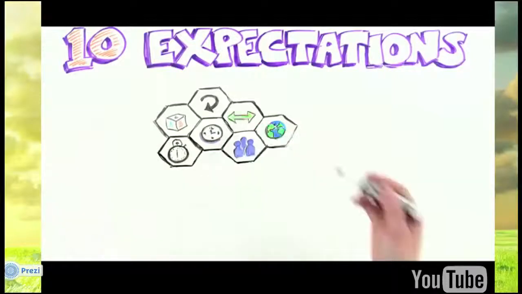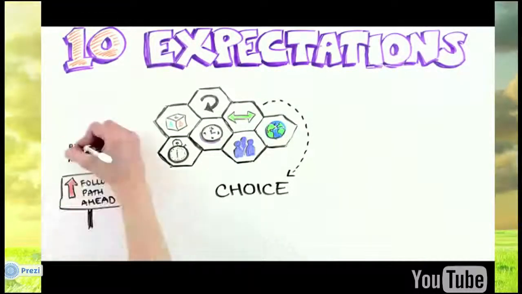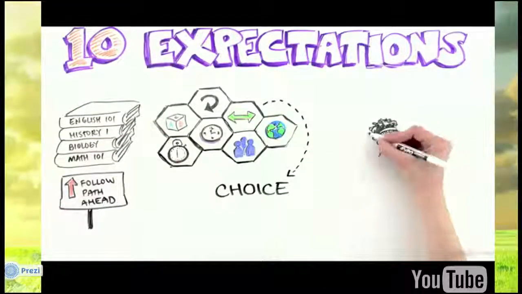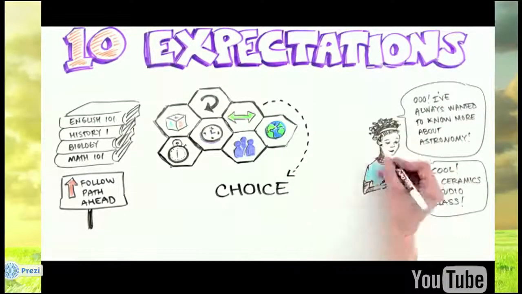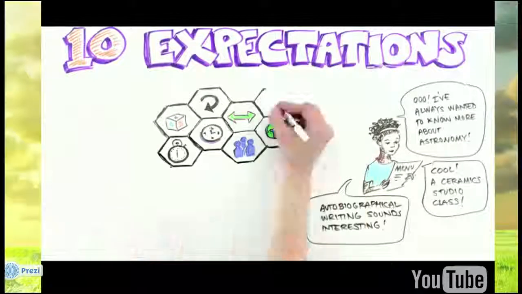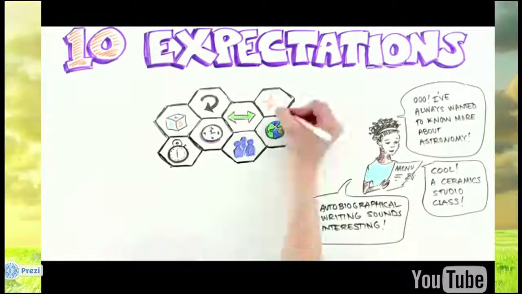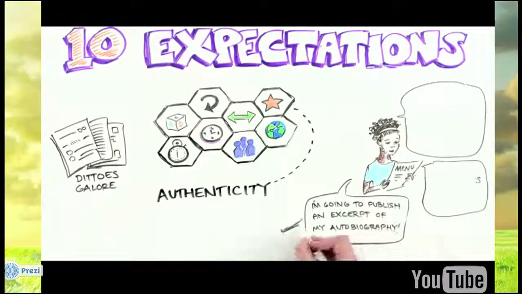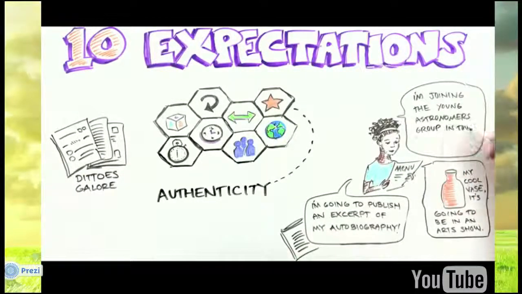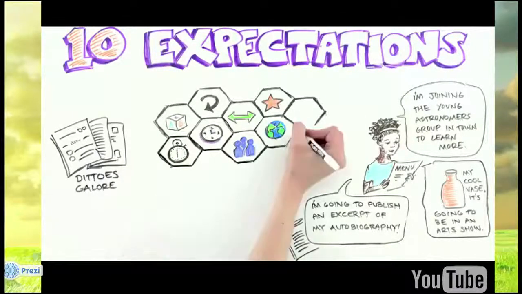Choice. Am I just following the same path as every student? Or do I have real choices about what, when, and how I will learn and demonstrate my abilities? Authenticity. Is my work just a series of dittos? Or is the learning and work I do regarded as significant outside of school by experts, family, and employers? Does the community recognize the value of my work?